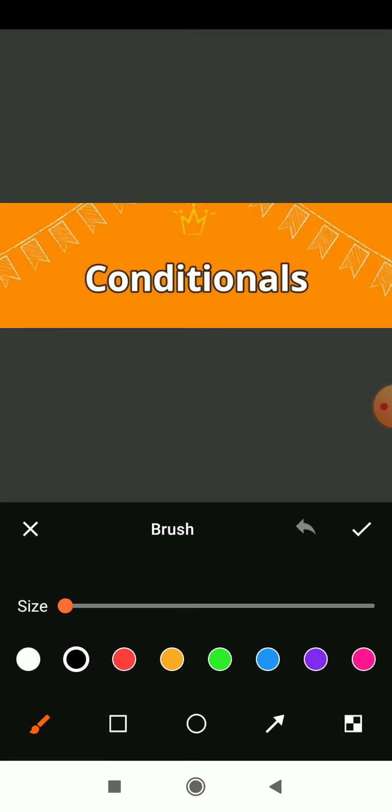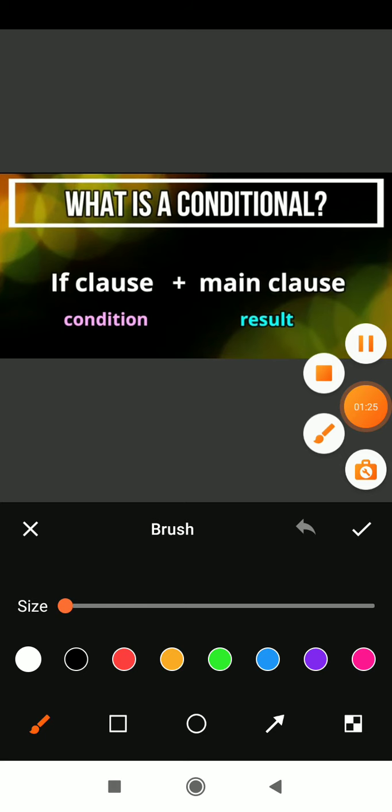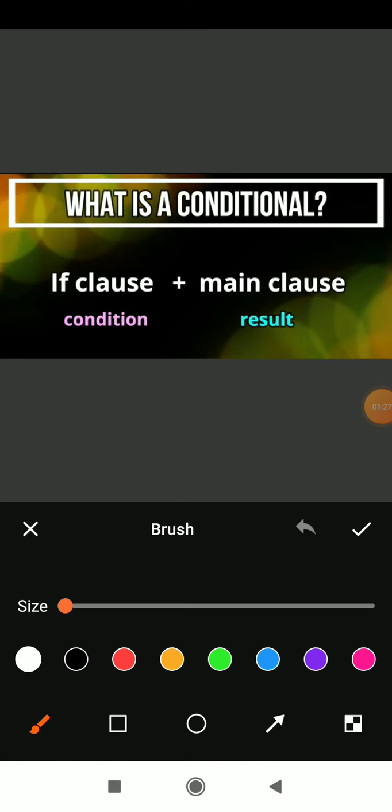Among conditional clauses, what is coming inside? Let's begin. Here we have the question: what is a conditional? What do you mean by a conditional? The conditional clause is divided into two parts, what we have read in the class. First one is the if clause, another is the main clause.